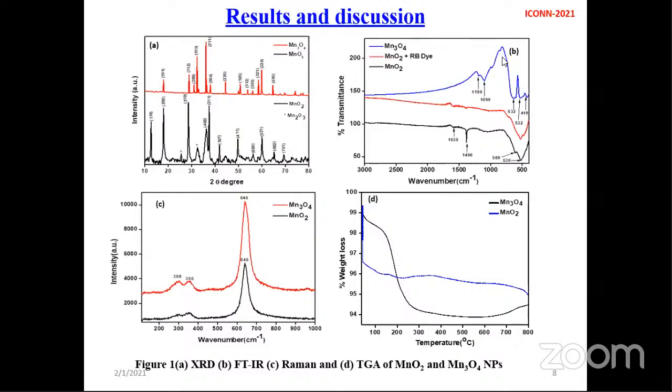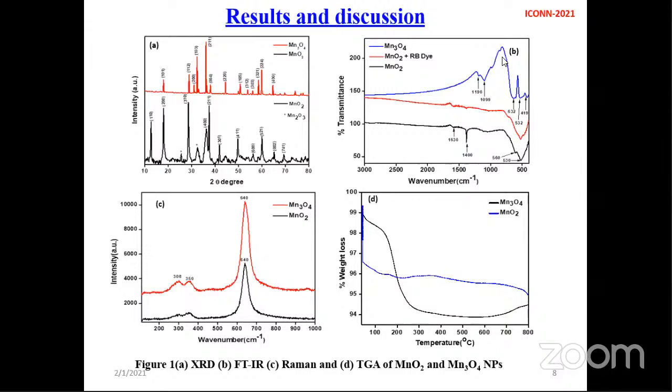These are the different characterizations which we have done for both the synthesized nanoparticles. The first one is the XRD pattern. The lower one is the XRD pattern for MnO2, and the upper one is for the Mn3O4 nanoparticles. These sharp peaks signify that the samples are highly crystalline in nature, and the HKL values we have marked correspond to the alpha tetragonal MnO2 phase and the hausmannite Mn3O4 phase.